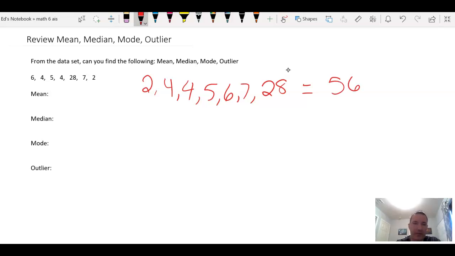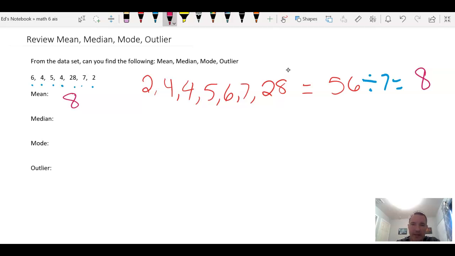All right, so for the mean, there are 2 parts. We first add up all the numbers, and then the second part is divide by how many numbers are in the set. Well, how many numbers do we have here? 1, 2, 3, 4, 5, 6, 7. So we've got 7 numbers. So we're going to do 56 divided by 7 equals, and that's going to give us our mean, which is 8. So the mean is 8. Once again, we add up all the numbers, and then we divide by how many numbers are in the set.